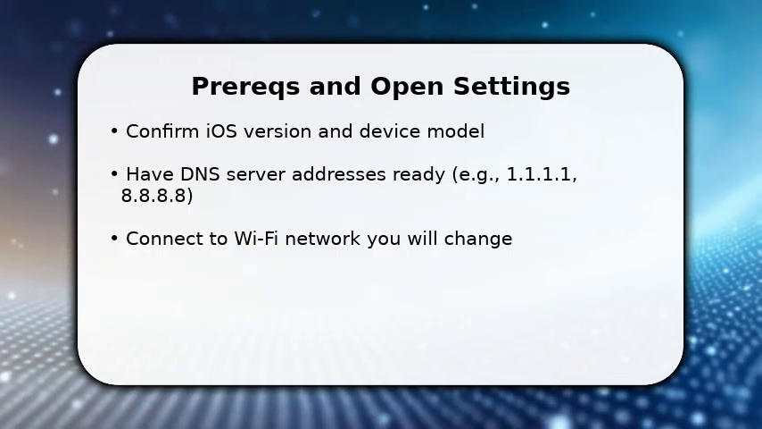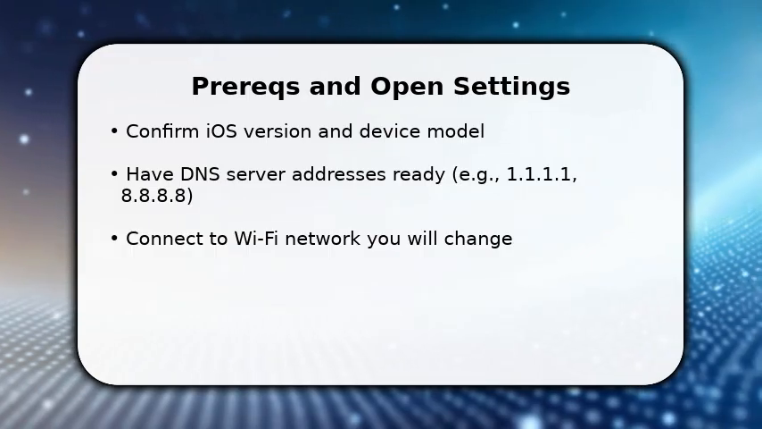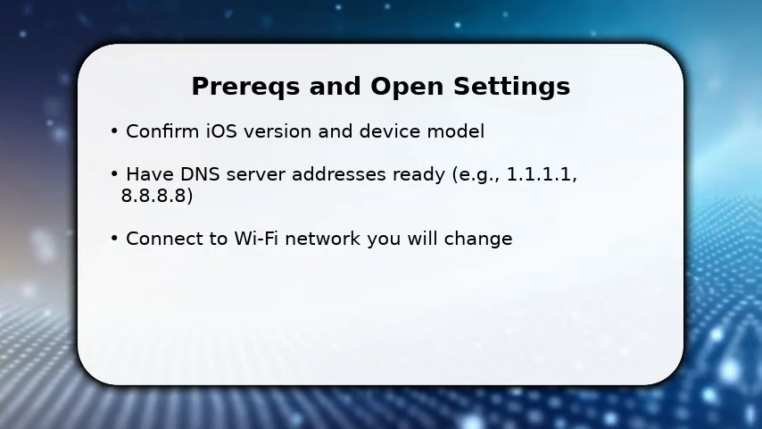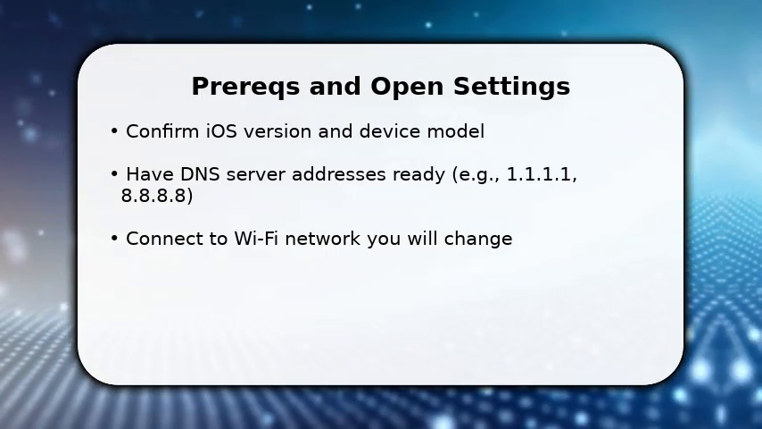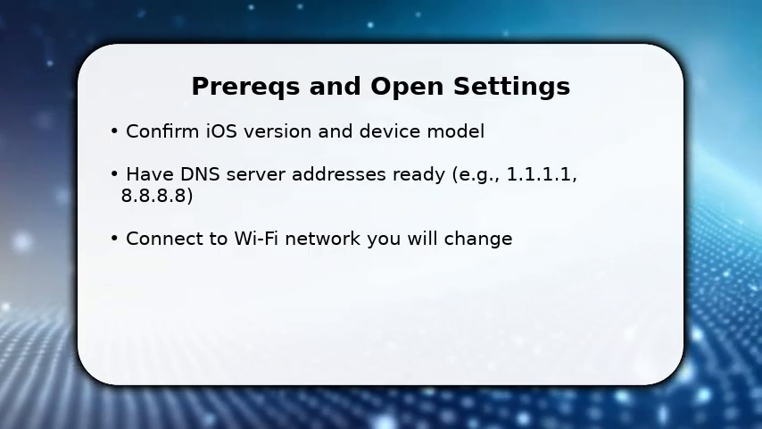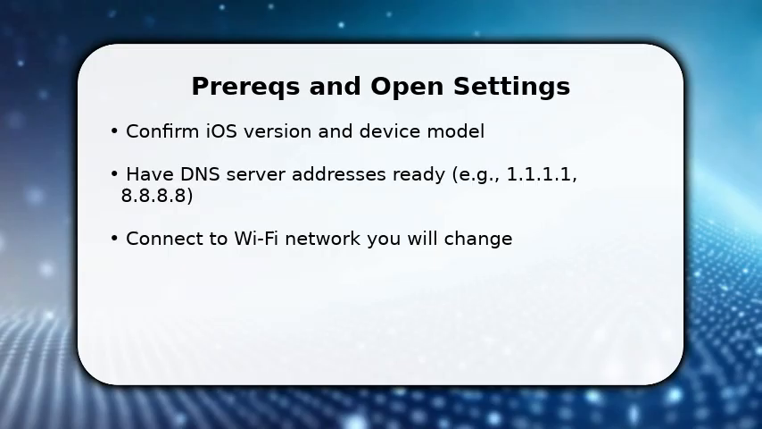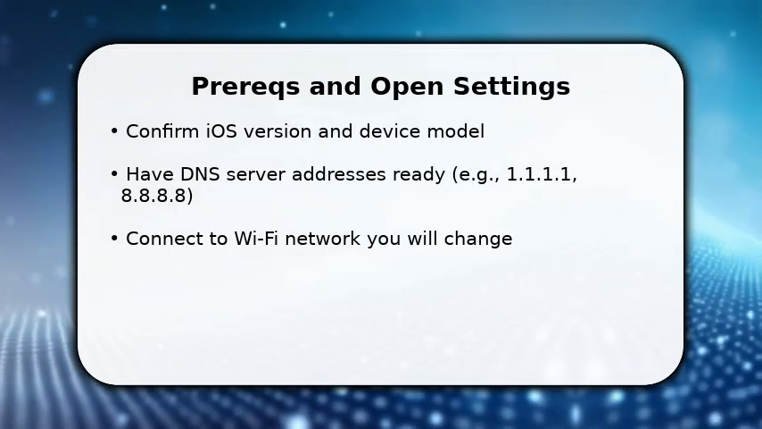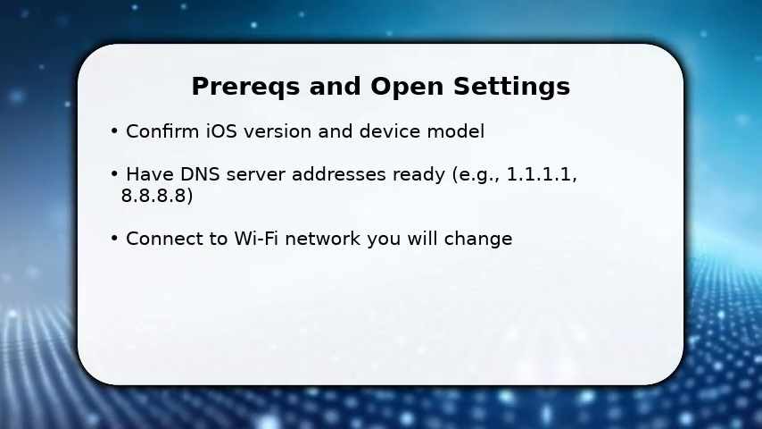You start by confirming your iOS version and that you're on the Wi-Fi network you intend to change. This ensures the steps match your device. Once done, open Settings and tap Wi-Fi, then tap the small info icon next to the active network. You're doing this now because changing DNS per network prevents global conflicts and simplifies testing.